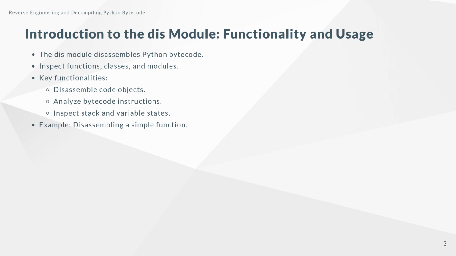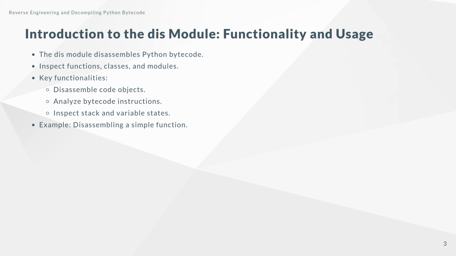The dis module is a powerful tool that allows us to disassemble Python bytecode into a human-readable format. It provides several functions to inspect the bytecode of Python functions, classes, and modules. Some of the key functionalities include disassembling code objects, inspecting the bytecode instructions, and even analyzing the stack and variable states during execution.